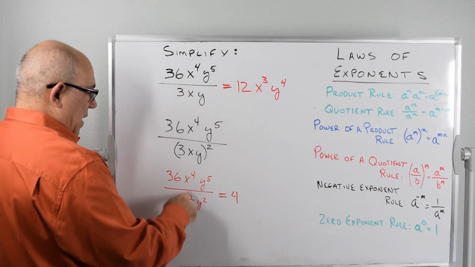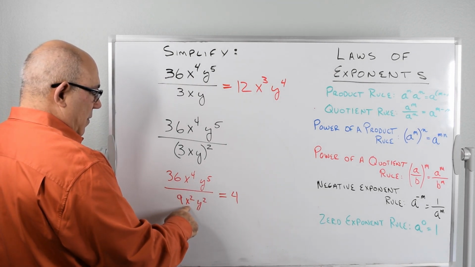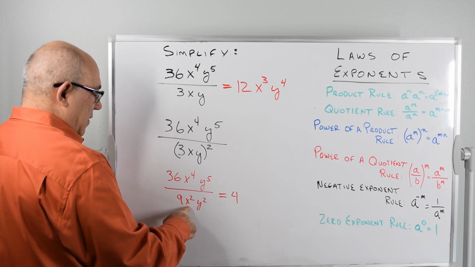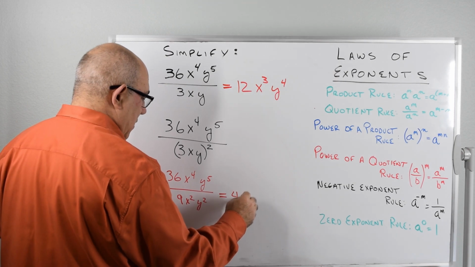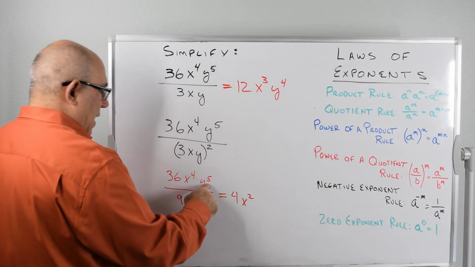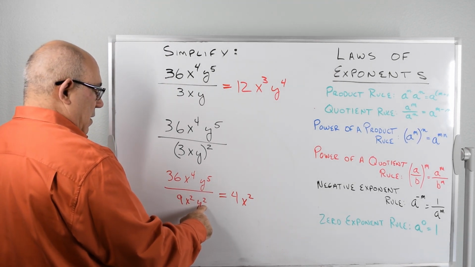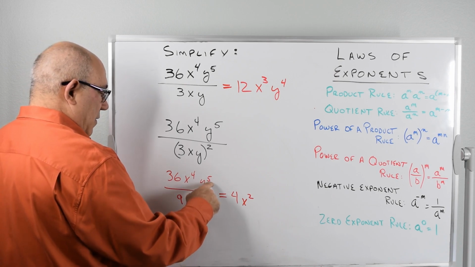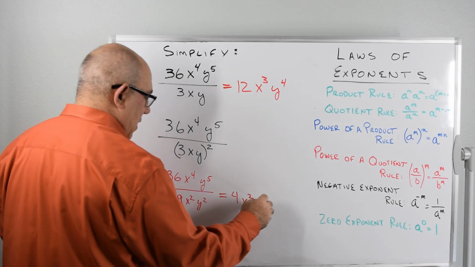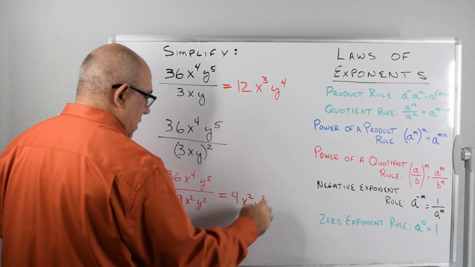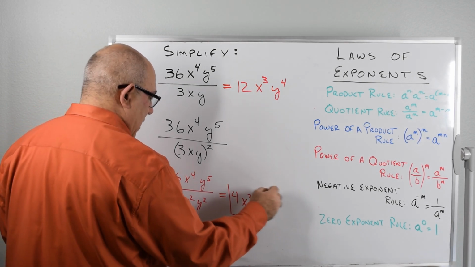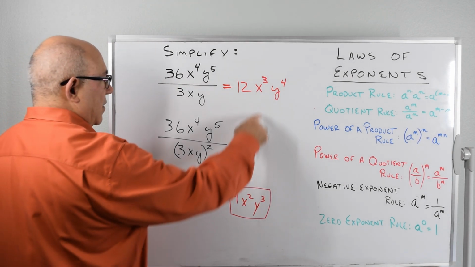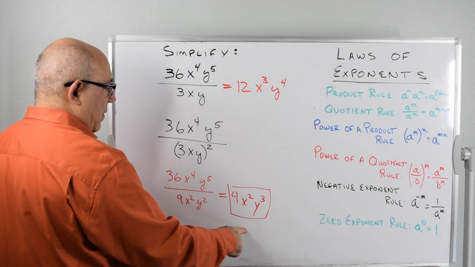Okay? X to the 4th divided by x squared would be x to the 4th minus 2, which would be x squared. And y to the 5th divided by y squared would be y, 5 minus 2 is 3, y cubed. So this would be the answer for the second problem. And you can see it's quite different than the first problem.